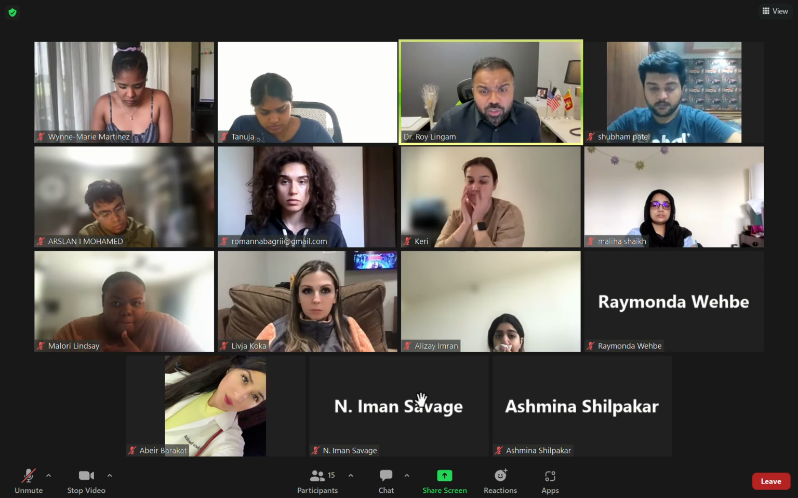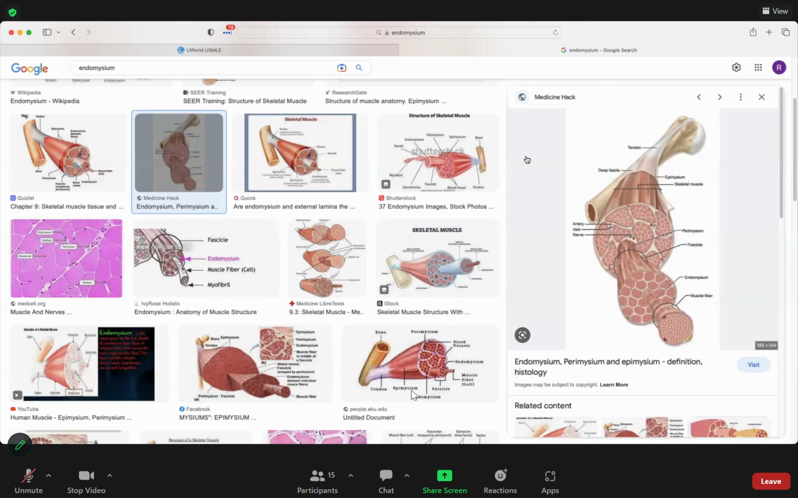Because it's a connective tissue. Okay, can you guys see the picture? This is a muscle. Let's say we take the whole muscle and then we pull one bundle. In one bundle, we pull one fiber out. Now there's a fiber. Around the fiber, there's a connective tissue we call endomysium. Endomysium is a connective tissue that covers the muscle fiber. Then we have another one we call perimysium that covers multiple fibers together.